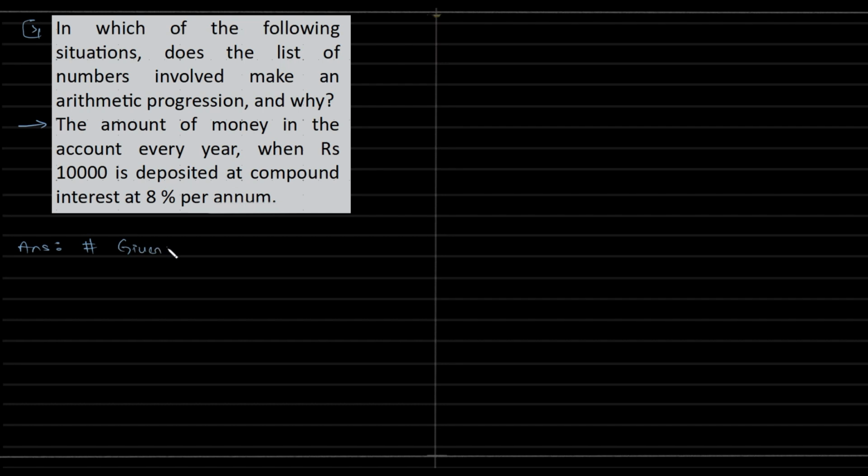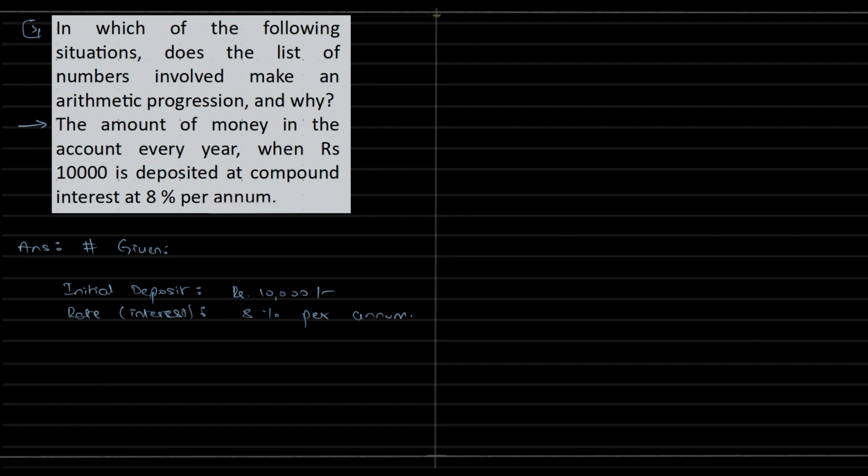It's given that the initial deposit, so the amount of money in the account every year, is rupees 10,000, deposited at a compound interest. So we're looking at the rate of interest compounded. Compounded means, I'll show it to you. It is 8% per annum. Everything is important over here.